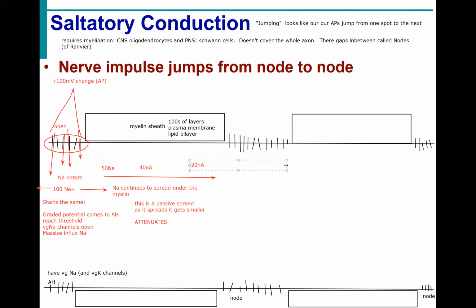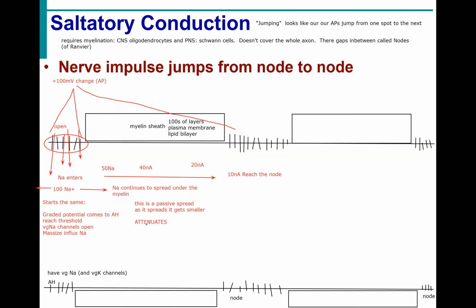And so on and so forth. And then finally here, 10 sodium reach the node. Oops, doesn't need to be capitals. So notice our signal is getting smaller along the way. We started with a 100 millivolt change, and then it becomes 90, and then it becomes 80, and then it becomes 70, and then it becomes 60.